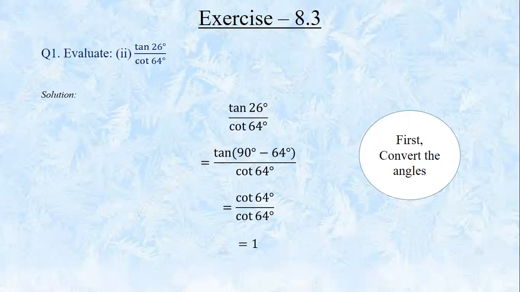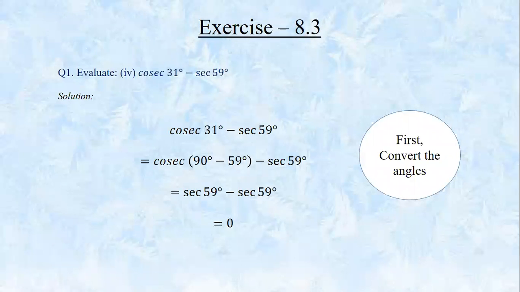Tan of 26 can be written as tan of 90 minus 64, that is in terms of the complementary angle, which is equal to cot 64, because tan 90 degrees minus A is cot A. So here A, take it to be 64 degrees. So we will get cot 64 divided by cot 64. Solving, the answer is 1.